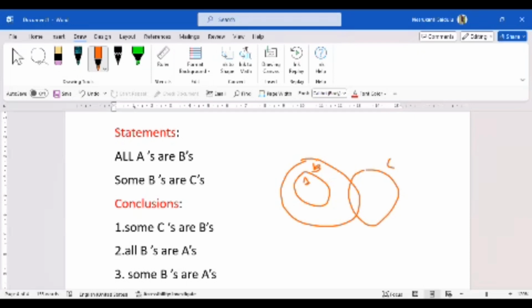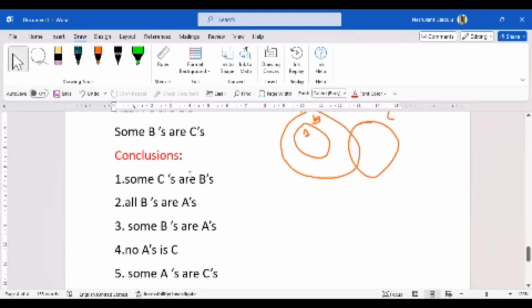All A's are B's means this is the diagram. And some B's are C's means this is the diagram. Some means there is an intersection between the B and C. You are not given any relation between the A and C. But there is a relation between the A and B, which means all A's are B's, and a relation between the B and C, which means some B's are C's. But they did not give the information between the A and C. Okay, there are conclusions.